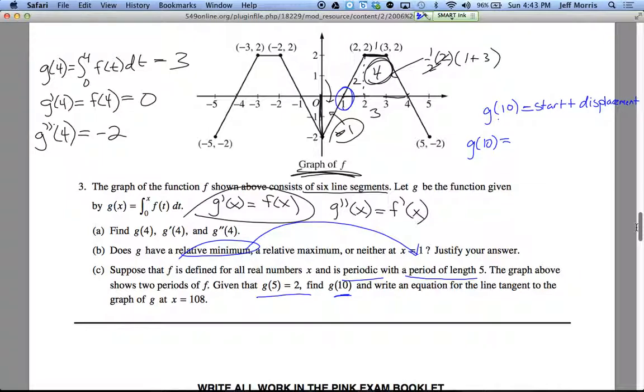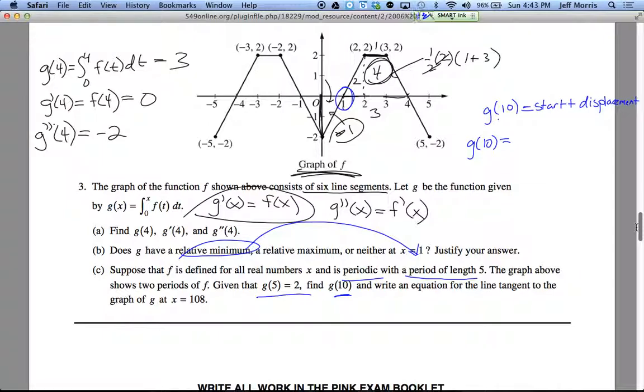But since this thing is cyclic, it's going to keep repeating itself. It's kind of like it is starting at 0, because every 5 it's going to repeat, but it's going to keep adding on the same displacement. So let's say the displacement over 5 is 4.